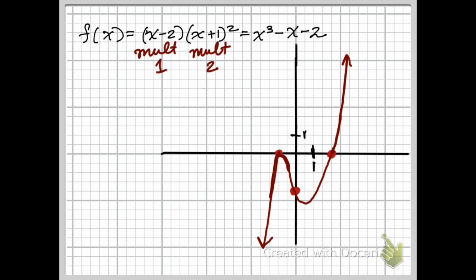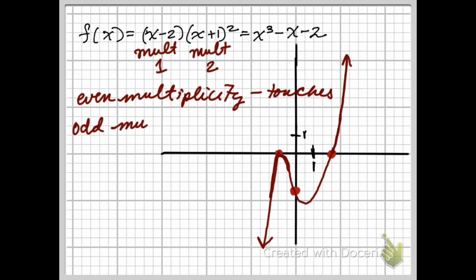So the lesson here is that if we have an even multiplicity, the zero touches. So that's just going to touch the x-axis. And if we have an odd multiplicity, then the zero is going to pass through the x-axis. Okay? So that's multiplicity, and also a little bit of information about graphing a polynomial function, and also a little bit of a comparison between the different forms of a polynomial function that can be given.